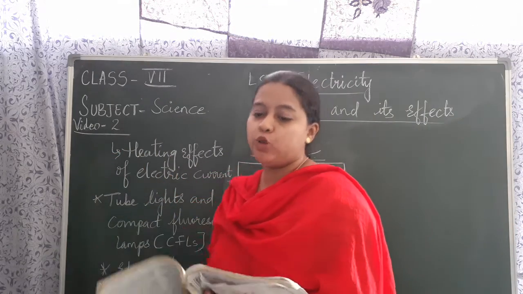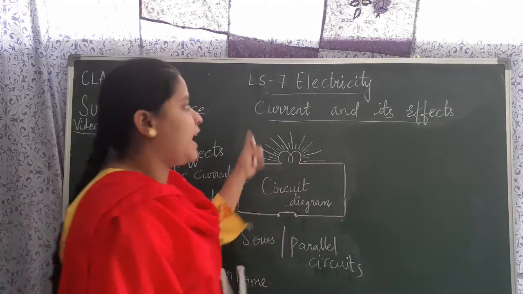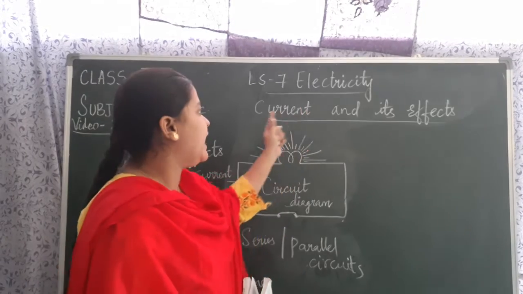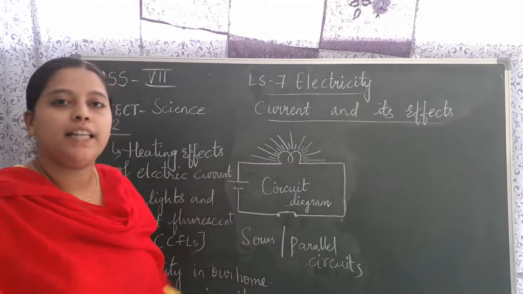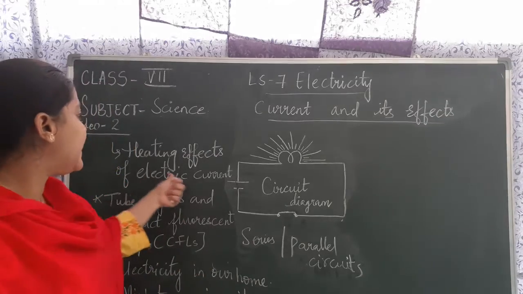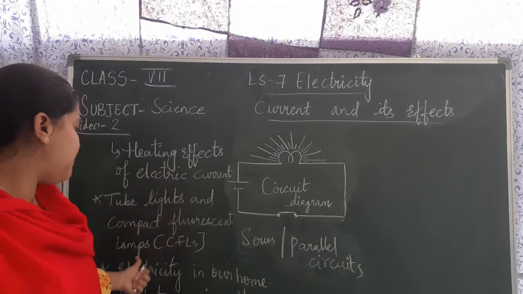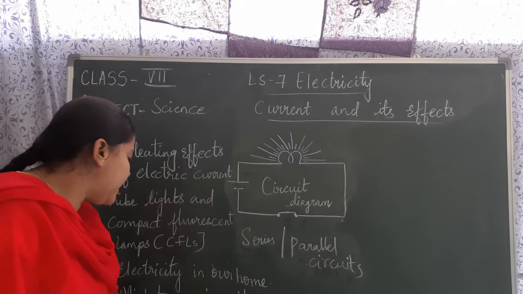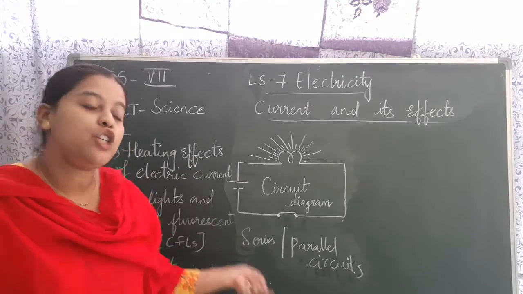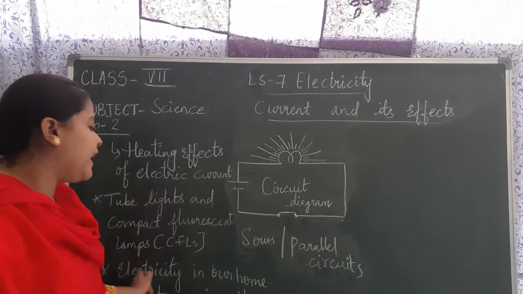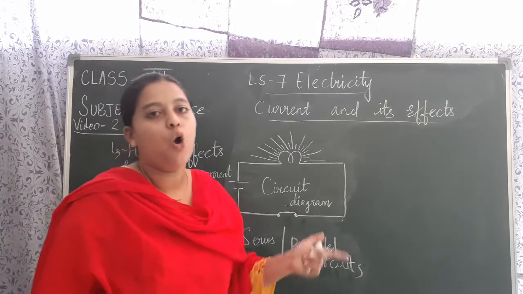Subject to video number 2. Today's topic is a continuation of lesson number 7, electricity, current and its effects. In this video you are going to learn about the heating effects of electric current, tube lights and compact fluorescent lamps, miniature circuit breakers, and what the disadvantages of miniature circuit breakers are in the electricity in our home.